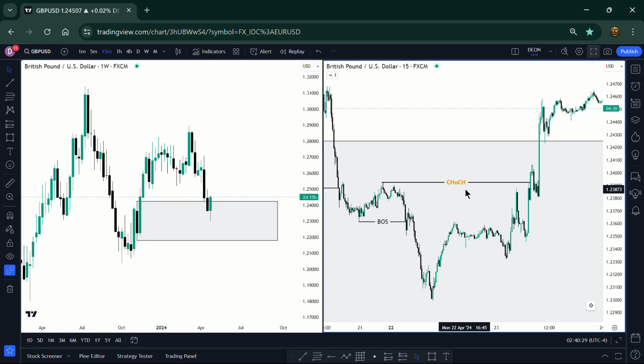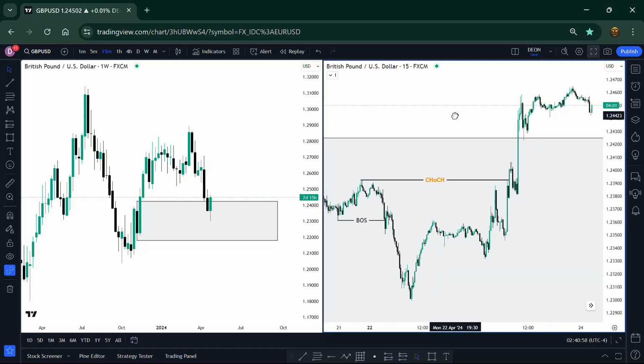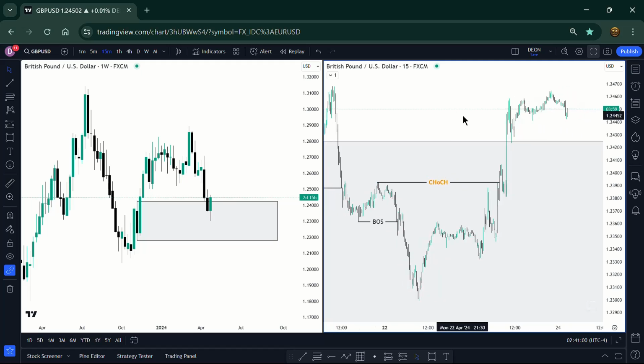When you're analyzing your chart, you still have to keep the same chart mapping process: the change of character, the breakout structure, and all that. Even if the market is in this zone, you still have to look for points of interest. Here the market has already changed character, so the only thing that you are looking for is a buy.